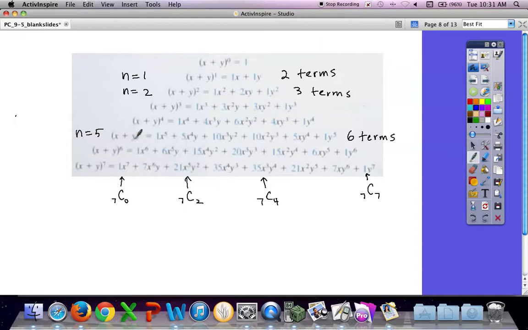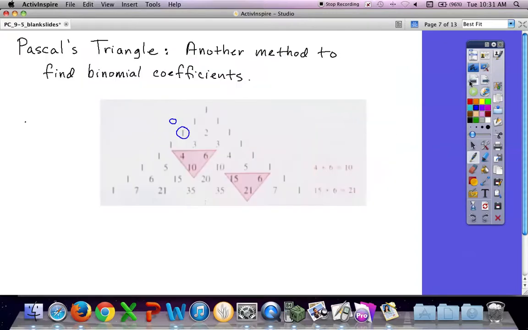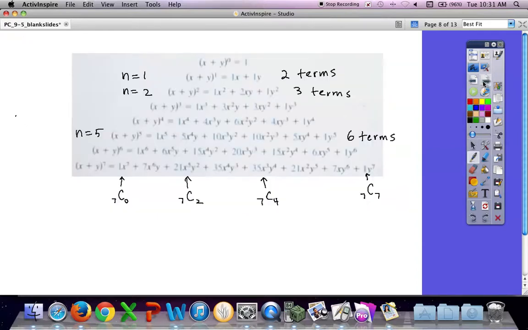Well, if you're taking (x plus y) to the 5th, you say, okay, I need 6 numbers for coefficients. So I go back to Pascal's triangle, and I go down to the row that has 6 numbers. 1, 2, 3. So it's right here. 1, 2, 3, 4, 5, 6. So it's 1, 5, 10, 10, 5, 1. And that's where these numbers come from.